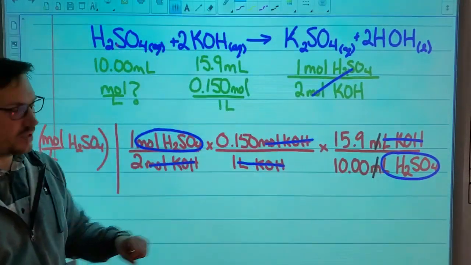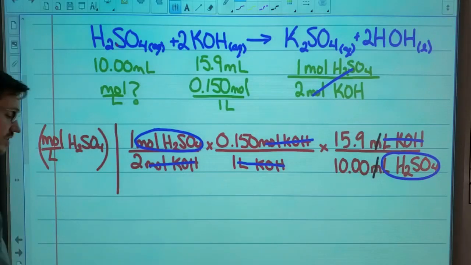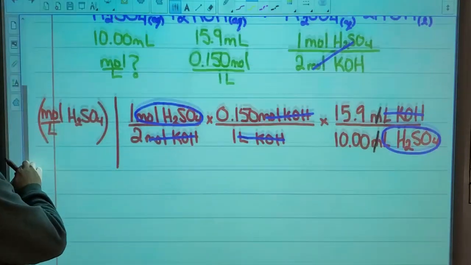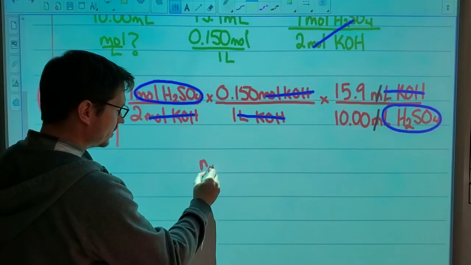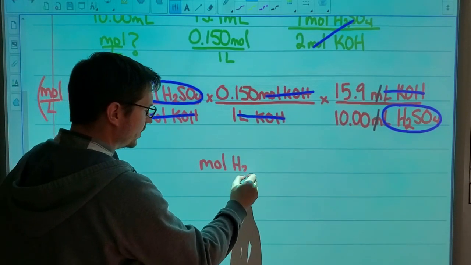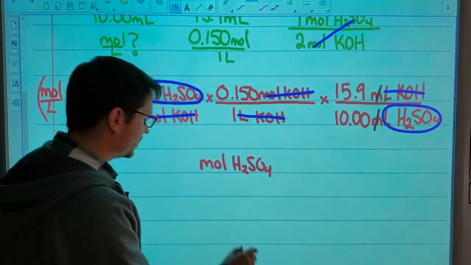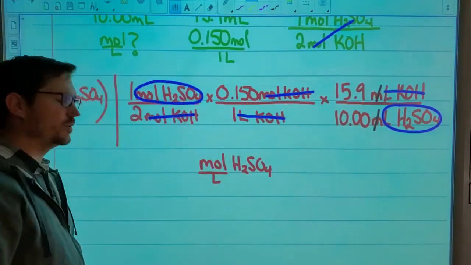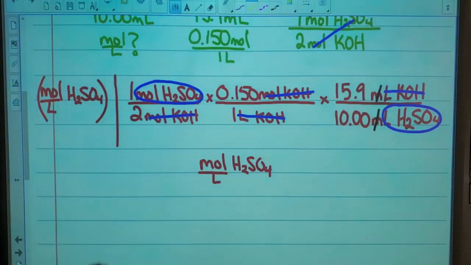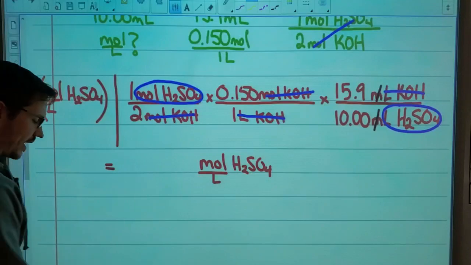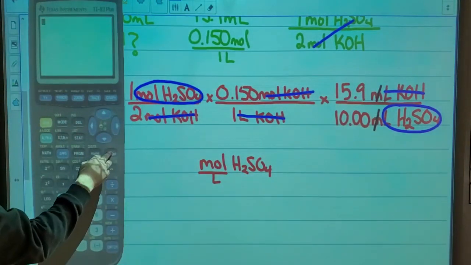Millis are gone because you got a milli on top and a milli on the bottom, and they cancel each other out. So what are our units that are left? Moles of H2SO4 on top. Great. Moles of H2SO4 on top. And then liters of H2SO4 on the bottom. So that's exactly what we wanted. We wanted mole per liter of H2SO4. Now we just got to put it into our calculator. Okay, sure, whatever, that's totally fine.